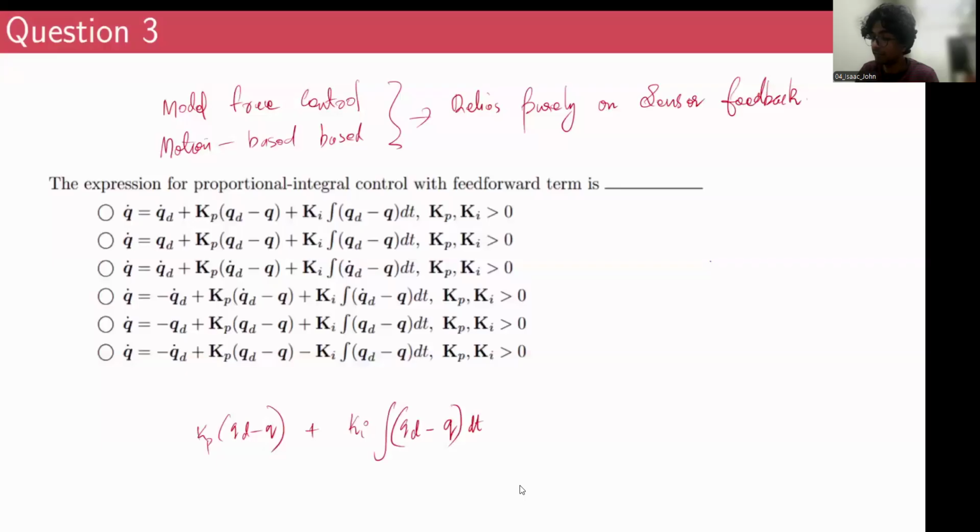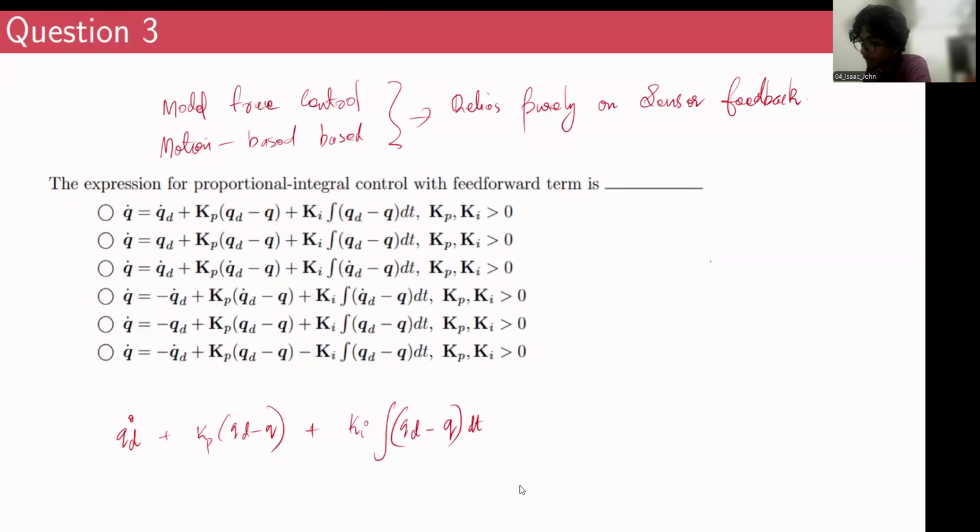Then we also have to add a feed forward term, Q desired dot. Just like we have seen in the earlier case, Q desired dot will come as a feed forward term, but the other two terms, due to the fact that they have the actual position coming from the sensors, become the feedback term.